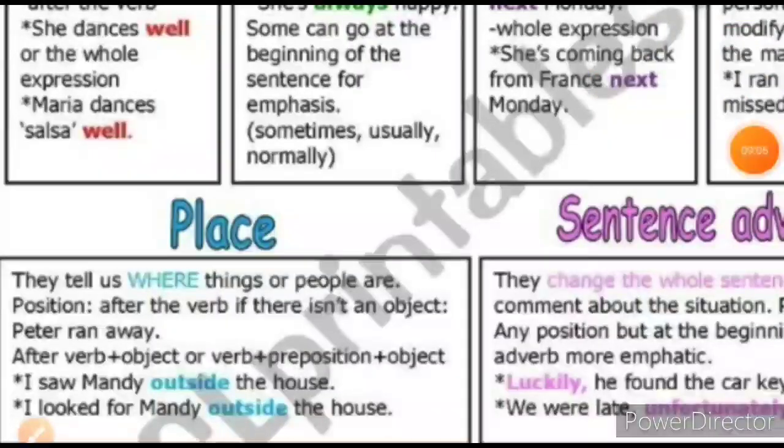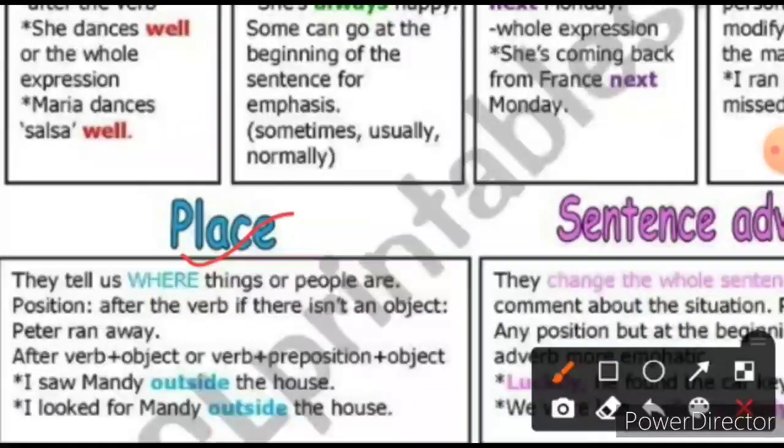Now here we are with adverb of place. Again, very easy because it tells you where. It answers the question of where things or people are. Position: after the verb if there isn't an object. If there's no object, it will come after the verb. For example, Peter ran away. And after verb plus object, or verb plus preposition plus object: I saw Mandy outside the house. I looked for Mandy outside the house. So we have: I saw. Saw is your verb, Mandy is the object, and outside is your adverb of place.